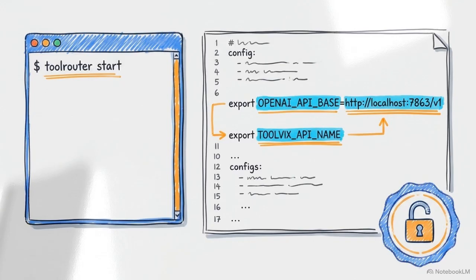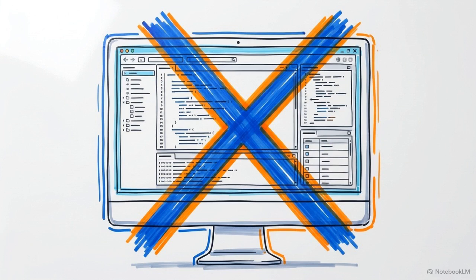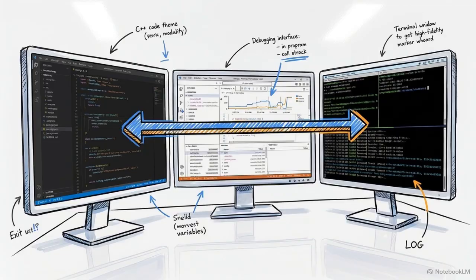ToolRouter is entirely open source, which means you can point your API keys to your local machine and start logging your sessions today. The most effective engineering workflows will not rely on finding one perfect AI tool. They will rely on orchestrating all of them perfectly.